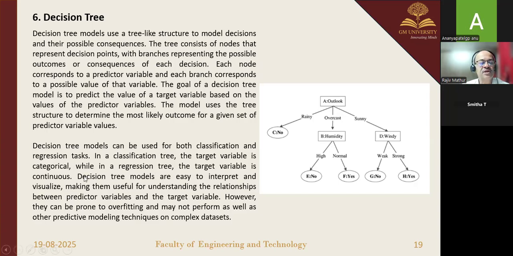So decision tree models are easy to interpret and visualize, making them useful for understanding the relationships between predictor variables and the target variables. However, they can be prone to overfitting and may not perform as well as other predictive model techniques. We'll talk about what is overfitting and what is underfitting in our machine learning algorithms. Okay, it is related with machine learning algorithms, and I will discuss that.